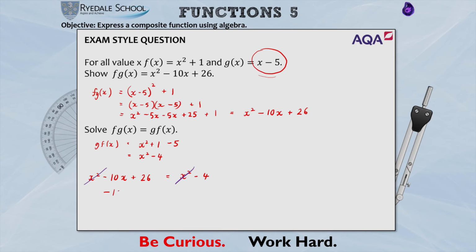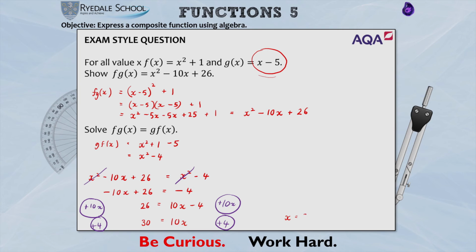But what I'm left with is negative 10x plus 26 equals negative 4. And I hope you would recall, we don't really like negatives on our x's, so I would add 10x to both sides first. Once you've added 10x to both sides, we have 26 equals 10x take away 4. And from there, it's relatively straightforward to solve. We're going to add 4 to both sides. 30 is 10x. We would divide by 10, and the answer is 3.